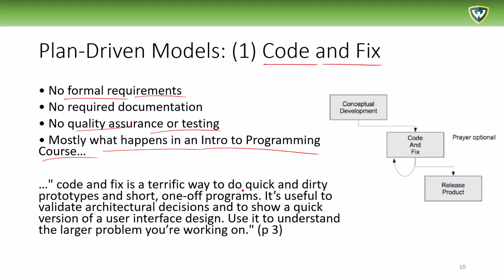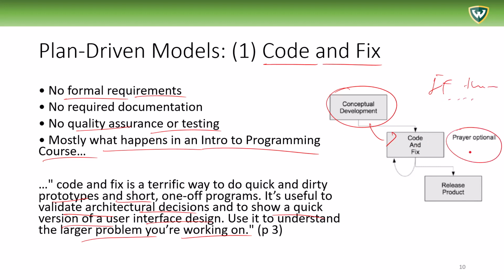Code and fix is a terrific way to do quick and dirty prototypes and short one-off programs. It's useful to validate architectural decisions and to show a quick version of a user interface design, and to understand the larger problem you're working on. So in other words, you've got some conceptual development and then you just code. You could just start writing the code in Python or whatever language you're using.